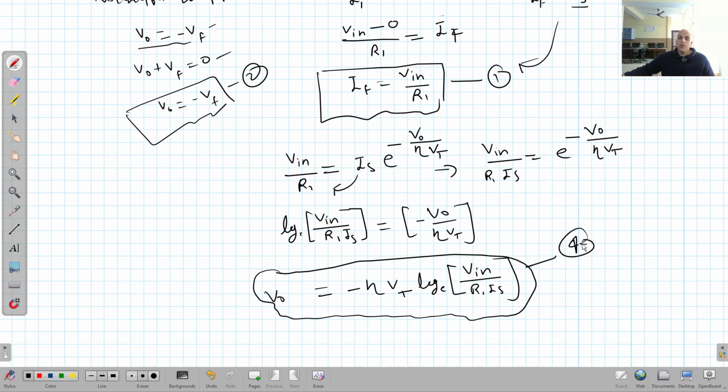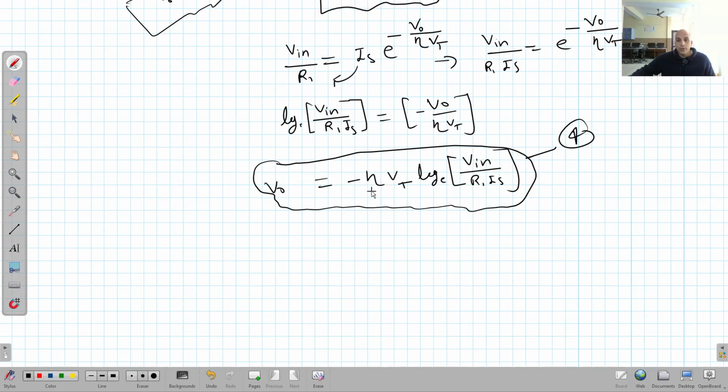Equation number 4. Now you can see from this expression that eta is constant for the given PN junction diode. If it is of silicon, it will have a different value. If it is of germanium, or of some other material, eta is fixed for that. Vt is the thermal voltage equivalent of the PN junction diode. IS is the saturation current for the PN junction diode. Again, it is a constant. R1 is fixed. So it means V output is directly proportional to the logarithm of V input, if all other quantities are fixed.